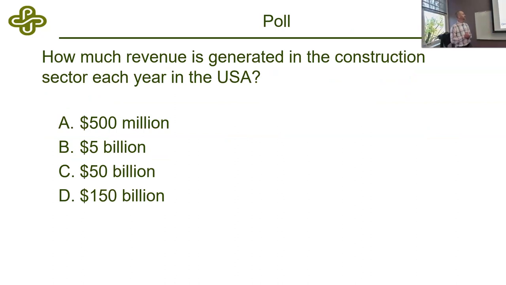Quick question, a little poll of hands. How much revenue do you think is generated each year in the USA in the construction sector? The choices: 500 million, 5 billion, 50 billion, or 150 billion. Some people say A. Many people say B, 5 billion. Many people say C, 50 billion. Anybody say D? Okay, so most votes were for C.